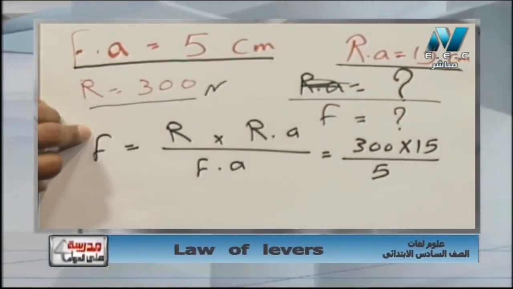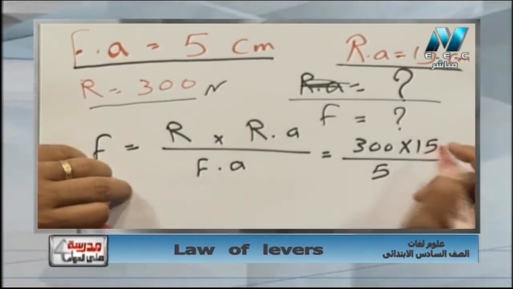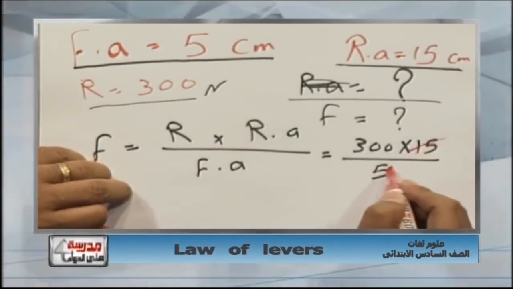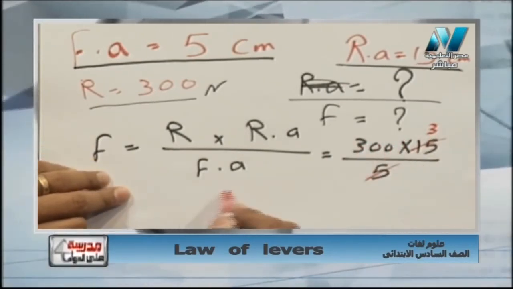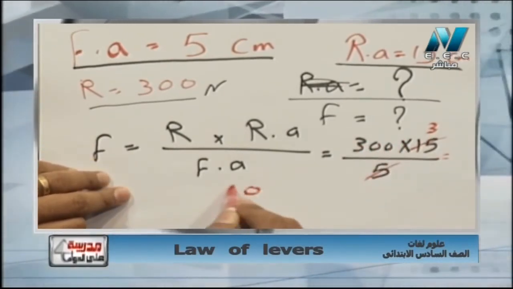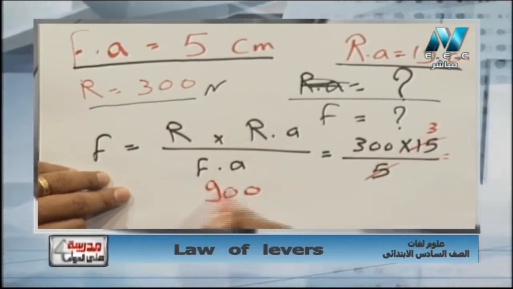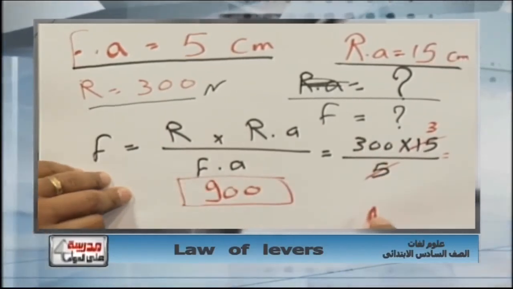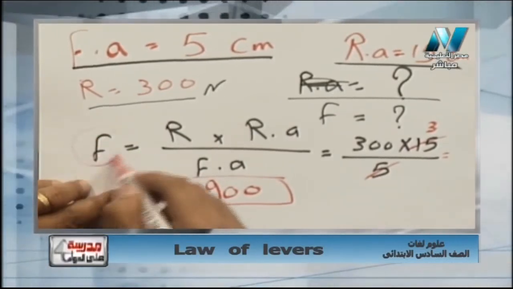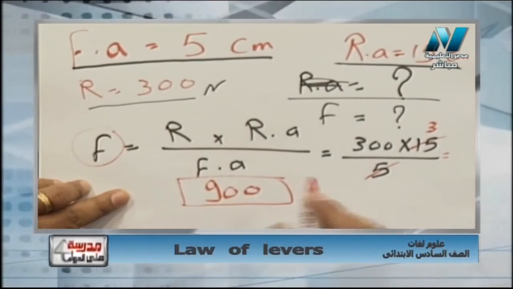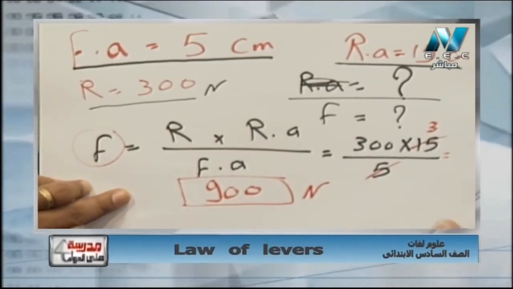Now, 15 divided by 5 is 3. 3 times 300, I must write down 0, 0, and 3 times 3 is 9. It will be 900. 900 what? It is force. So force equals 900 Newton.